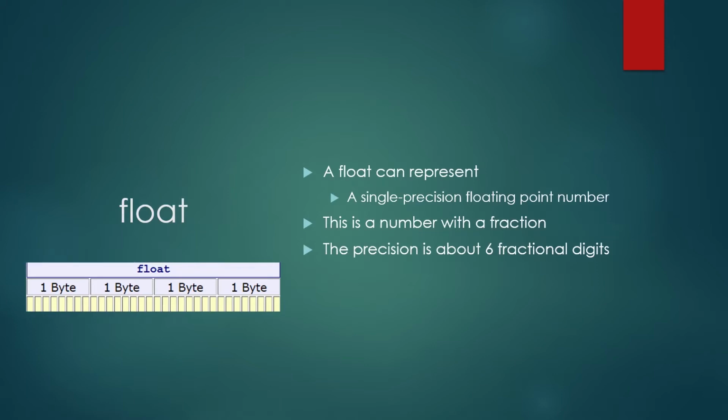A float represents a number which can have a fraction. Now that fraction might be 0, but it can still have a fraction. We call anything with a fraction a floating point number. The precision is 6 or 7 fractional digits. Hard to translate into base 10 exactly. And normally it occupies 4 bytes.